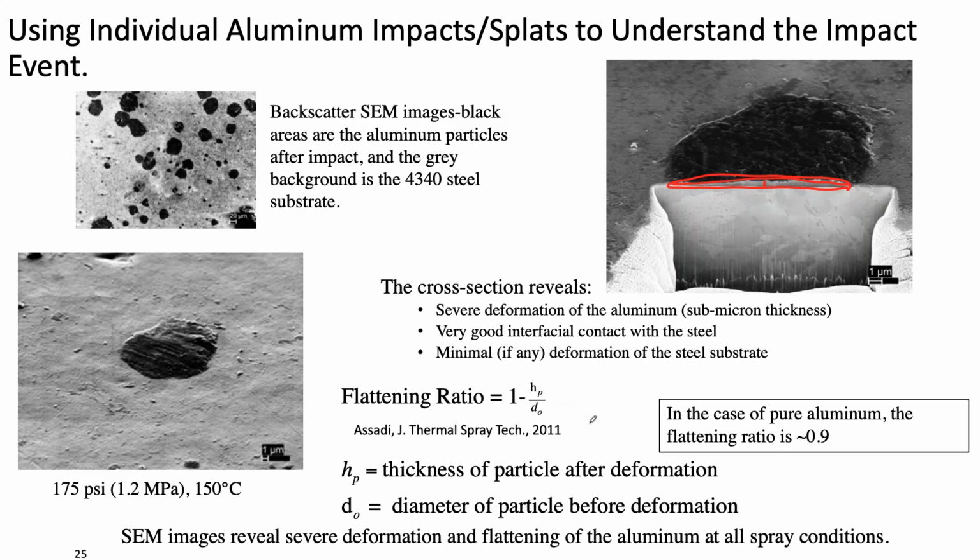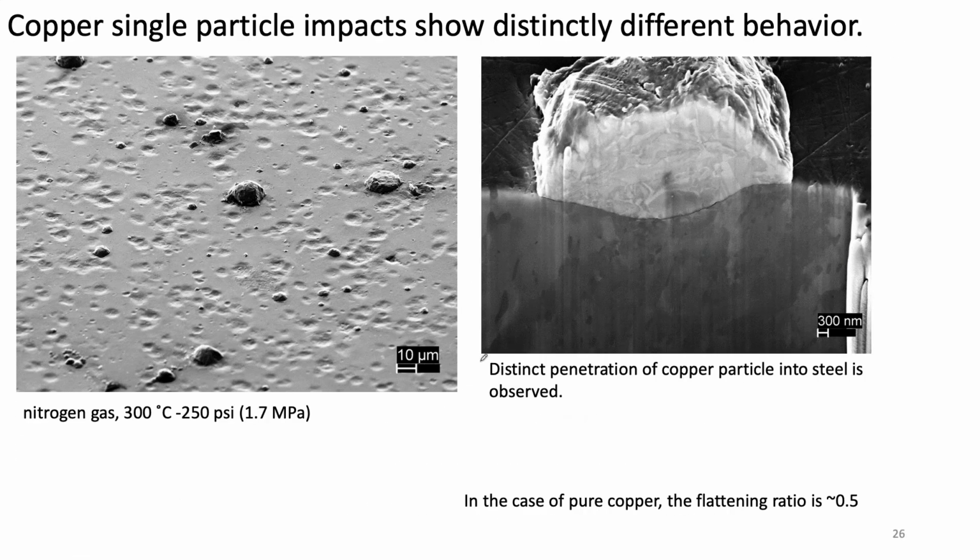Okay. What about copper hitting steel? This is copper hitting the same substrate. And now it indents. You can see how very little flattening we're getting. You can also see that it indents. Remember that aluminum was just a flat interface, and its flattening ratio is about 0.5. You can see all these divots where particles didn't hit. That's because we were doing a particular experiment where we're trying to get just single particles and not a whole coating so we can study them.